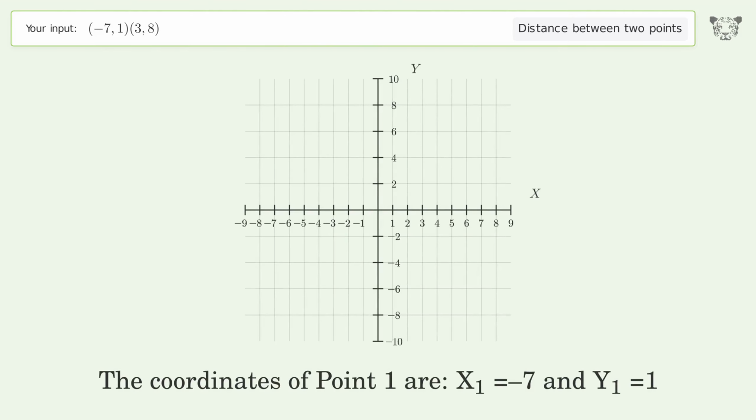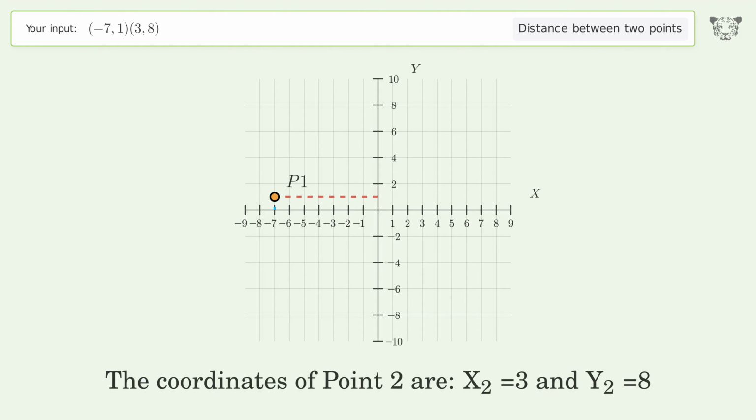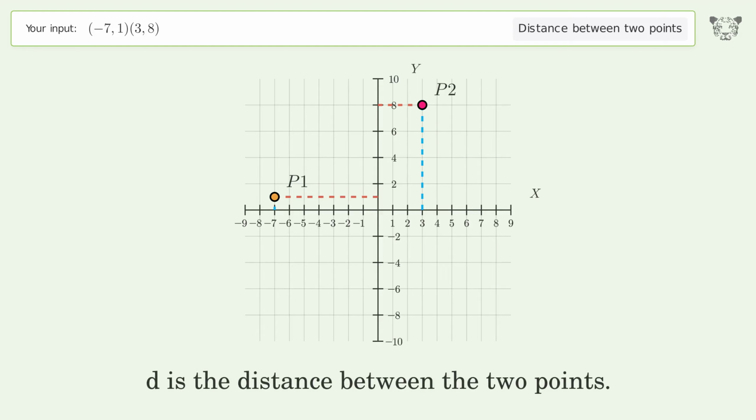The coordinates of point 1 are, x1 equals -7 and y1 equals 1. The coordinates of point 2 are, x2 equals 3 and y2 equals 8. D is the distance between the 2 points.